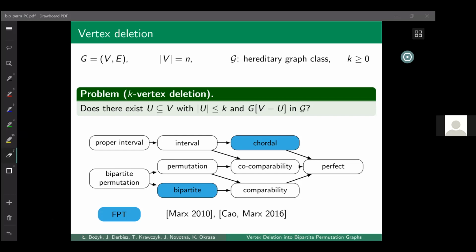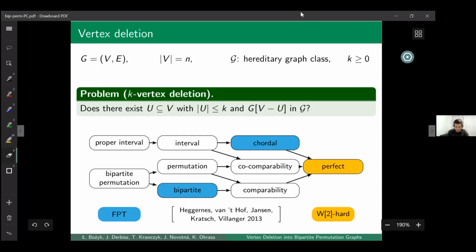So that's right. This picture is a poset of inclusion of classes. We have an arrow from a class to a class if the preceding class is a proper subclass of the class pointing to. In particular, we have chordal vertex deletion FPT, but on the other hand, it's been proved that the entire class of perfect graphs doesn't admit an FPT algorithm, or it's highly improbable. Yeah, it's W[2]-hard.